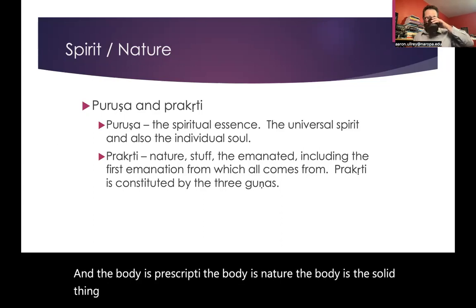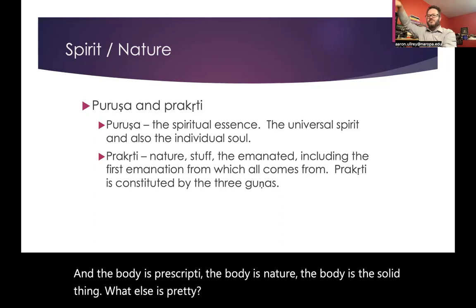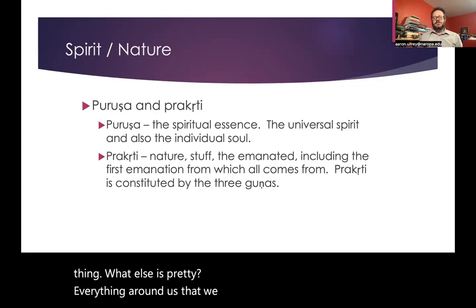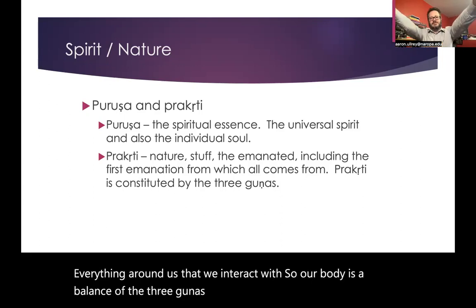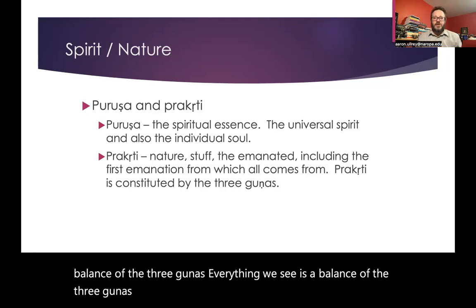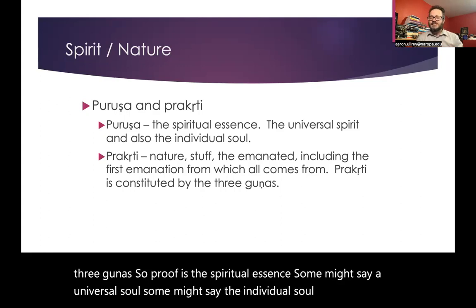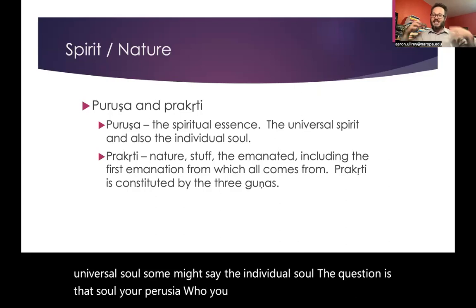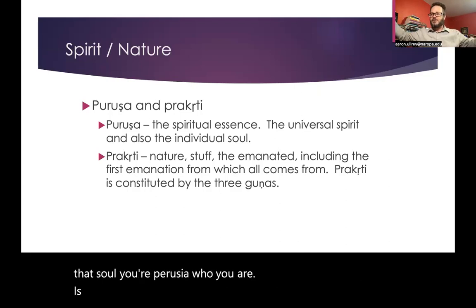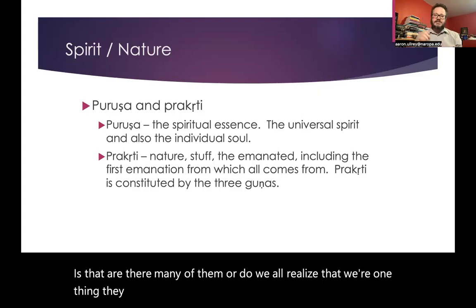What else is Prakriti? Everything around us that we interact with. So our body is a balance of the three gunas. Everything we see is a balance of the three gunas. So Purusha is the spiritual essence. Some might say a universal soul. Some might say the individual soul. The question is that soul, your Purusha, who you are, are there many of them? Or do we all realize that we're one thing? They argue about this in the text.